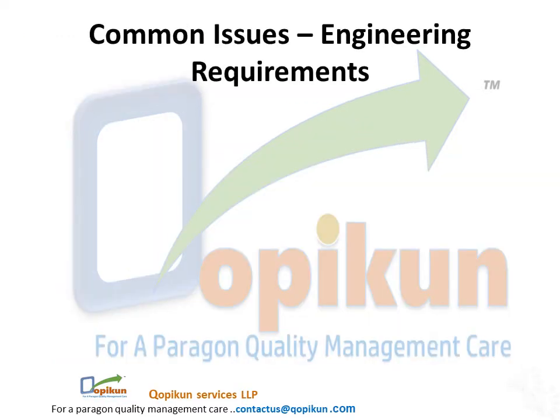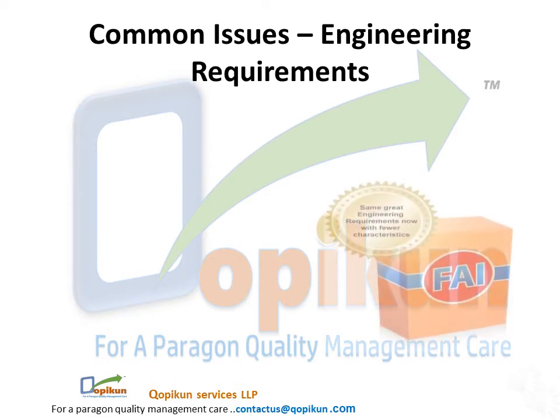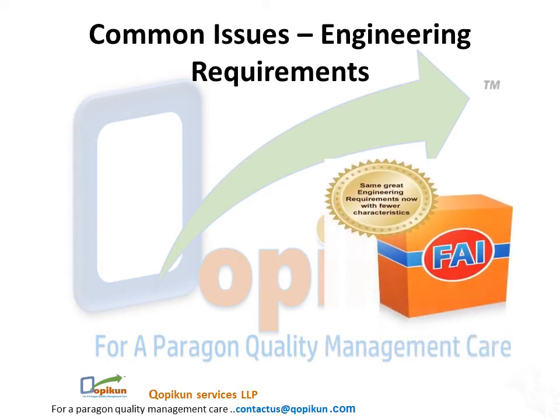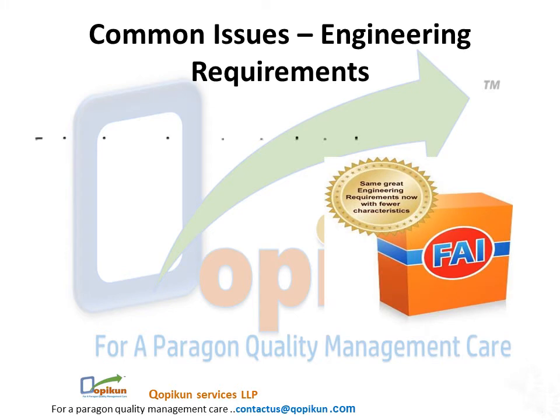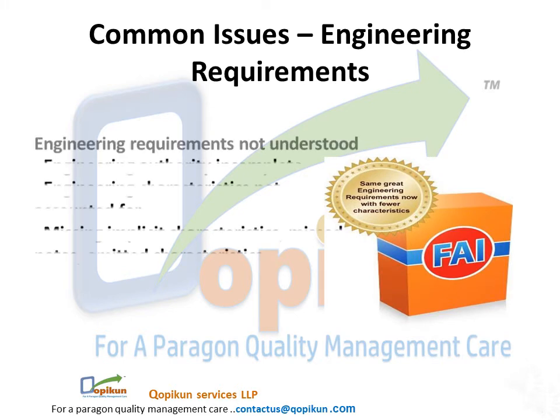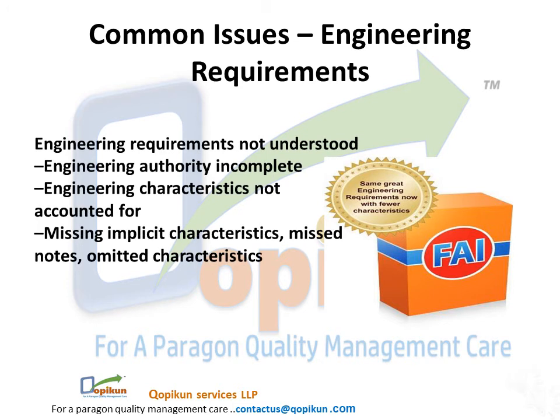CMS inspection results not traceable to design characteristics. Attribute data recorded when the characteristic is expressed by numerical limits. Common issues: engineering requirements. Engineering requirements not understood. Point 1. Engineering authority incomplete. Point 2. Engineering characteristics not accounted for. Point 3. Missing implicit characteristics, missed notes, omitted characteristics.